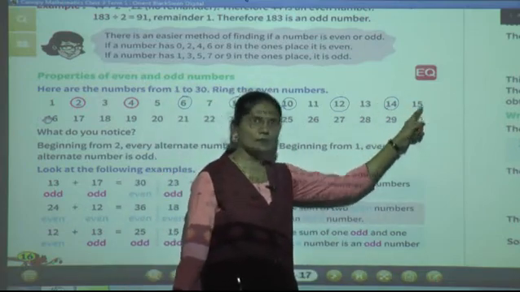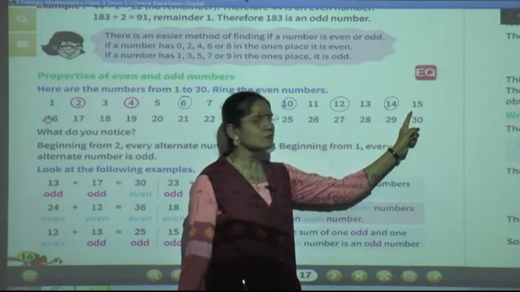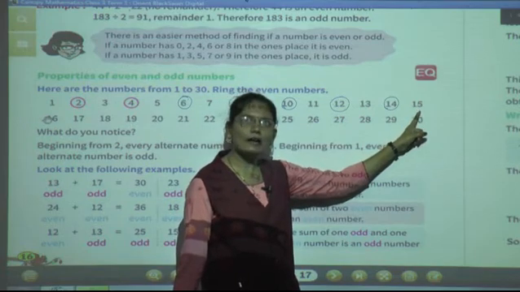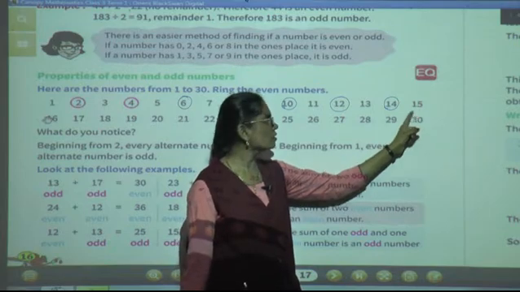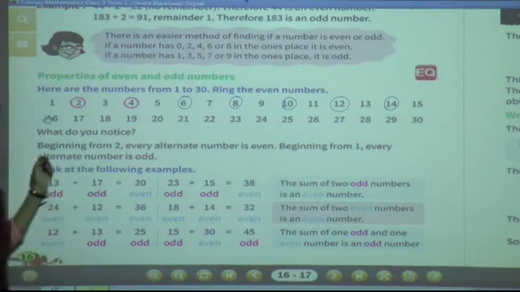Now can you say this 15? Is it even or odd? Yes, it is odd. Why? Because at ones place 5 is there, and 5 is an odd number. So this whole 15 number is an odd number. So we will not ring.